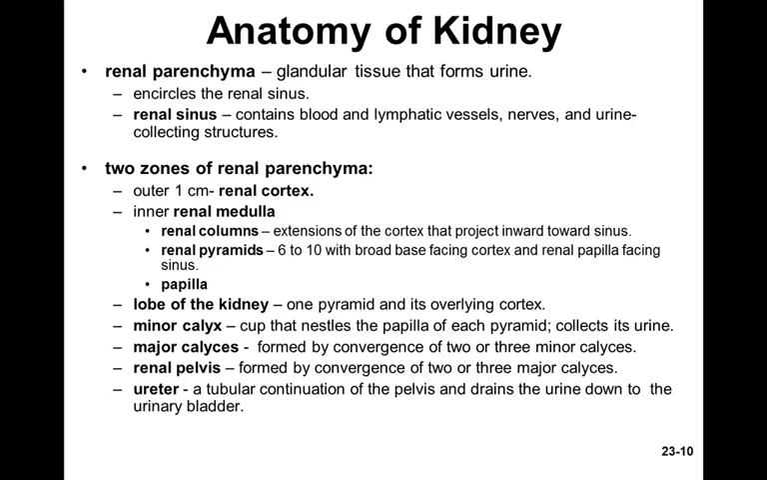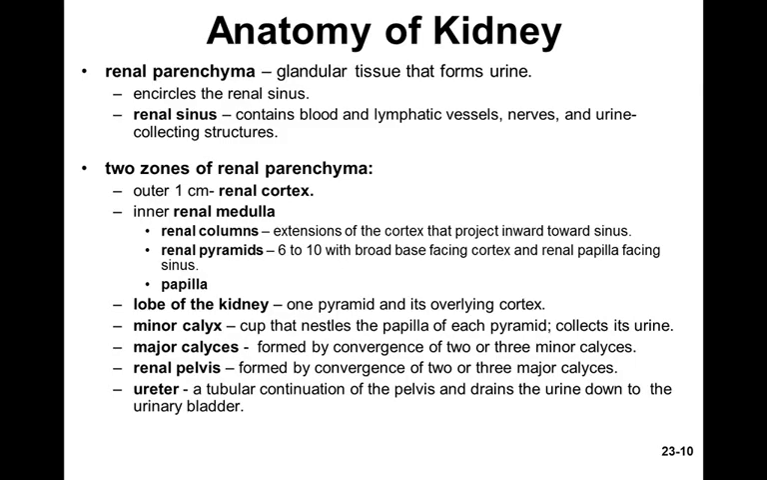Now, anatomy as far as the inside, we have renal parenchyma, which is tissue that basically forms urine. This tissue encircles the renal sinus. Now, in the renal sinus, you have blood vessels, nerves, and any urine collecting structure. And so I'm going to go through this, like I did in class. Here are the two zones of the tissue in the kidney. You have the renal cortex, which is the outer layer, the outer like 1 centimeter thick, and then you have the inner renal medulla.